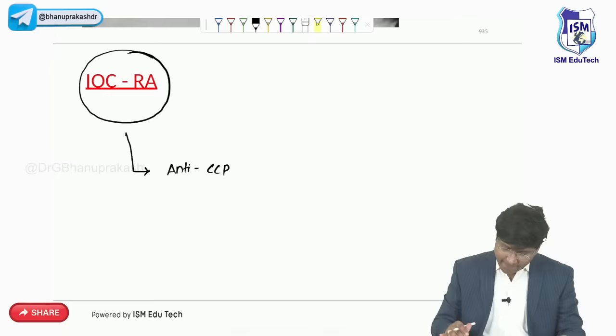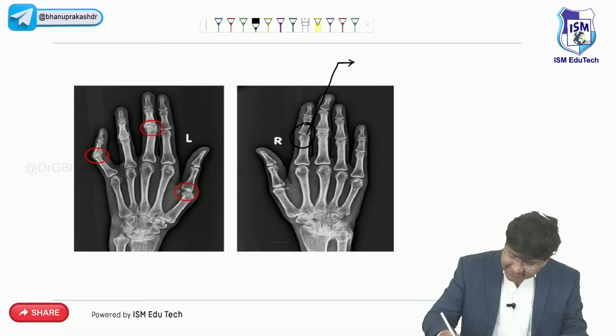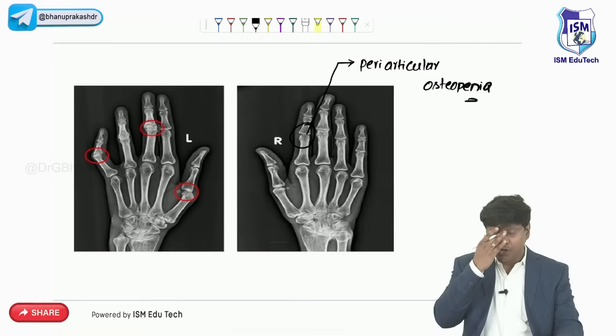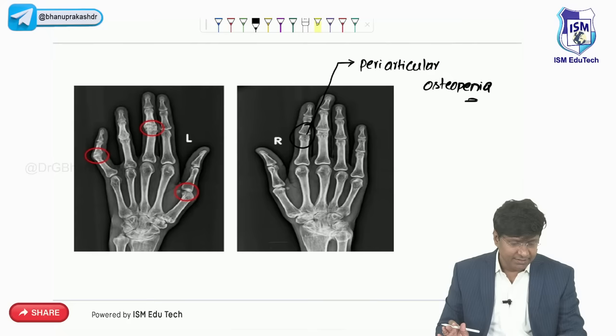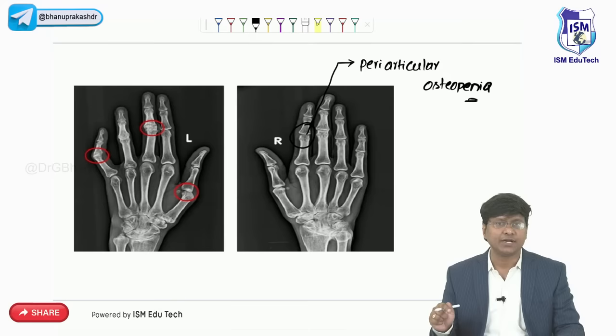And when you take an X-ray of these joints, that will show you that there is periarticular osteopenia. Right? It is not rheumatoid factor. Rheumatoid factor is non-specific. That is not the investigation of choice. Investigation of choice will be anti-CCP. So, periarticular osteopenia is the X-ray finding that you will see in patients with rheumatoid arthritis.